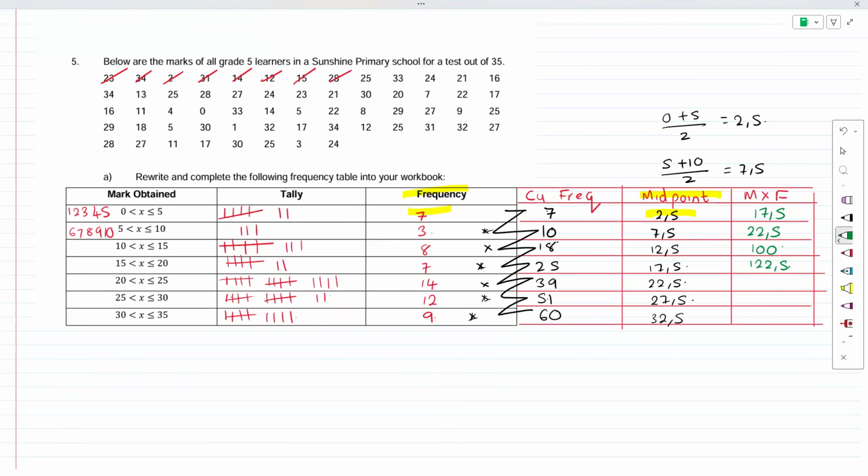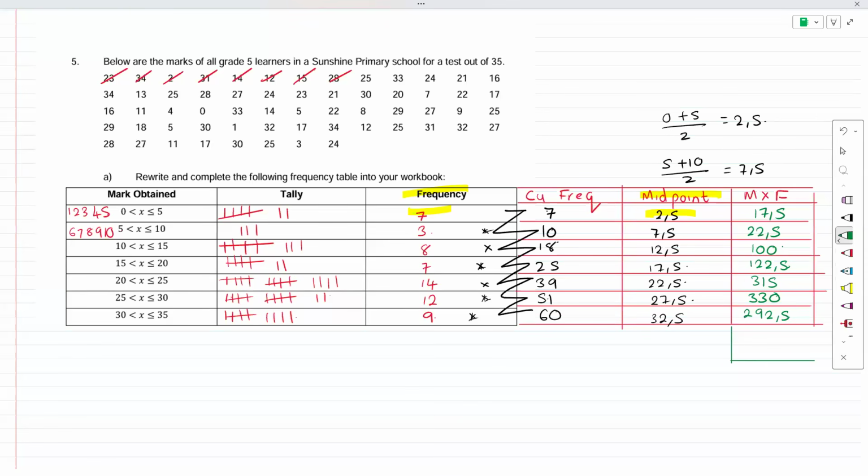14 times 22.5 is 315. 27.5 multiplied by 12 is 330. And 32.5 multiplied by 9 is 292.5.